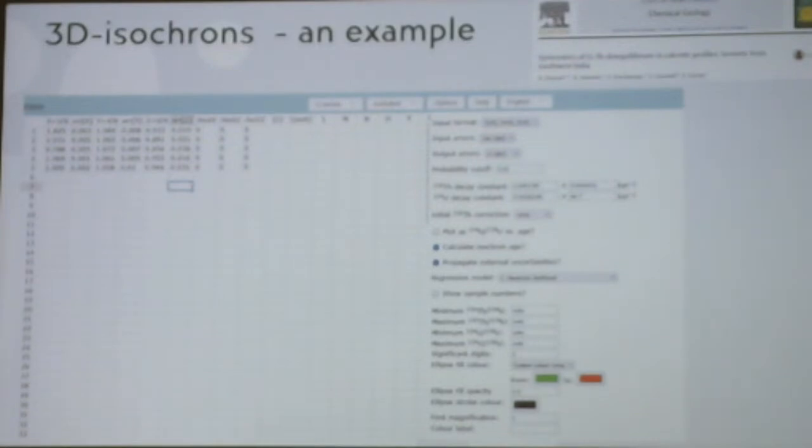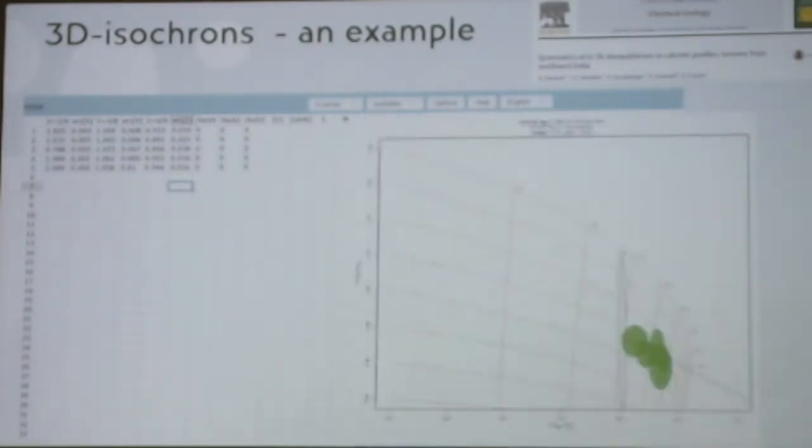Can you do that in Isoplot? Yes, you can do that in Isoplot. This is data from this paper that you can also find in the folder. You just go to evolution, but then you say calculate an isochron age and propagate its technical uncertainties, and boom, this is what you have. What kind of plot is this?